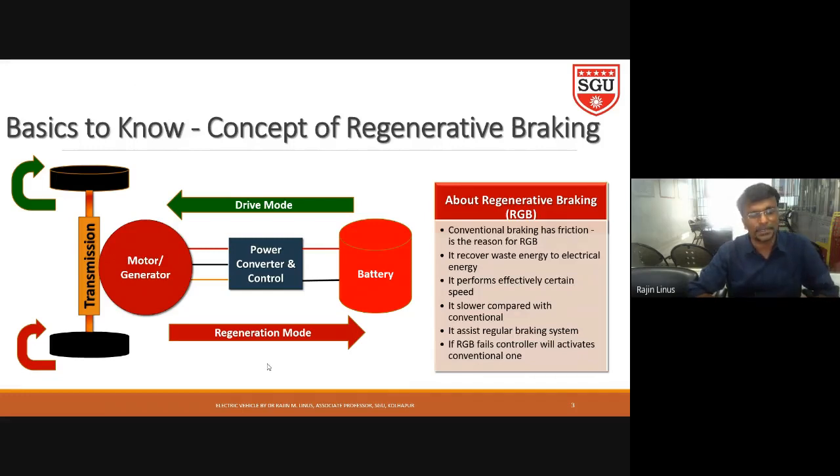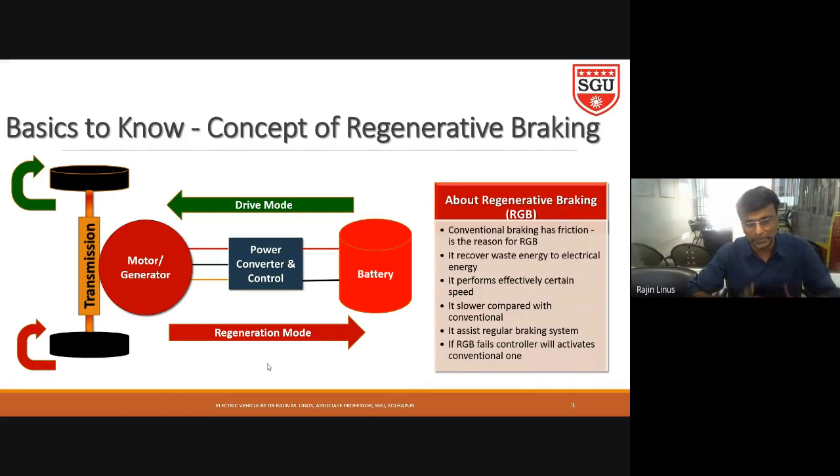That is a waste of energy. That is why people have introduced regenerative braking. Next, it will perform effectively only at certain speeds, because it is very slow when compared with normal braking. So what it will do is assist the regular braking system. If regenerative braking fails at any cost, the controller will activate the conventional one.